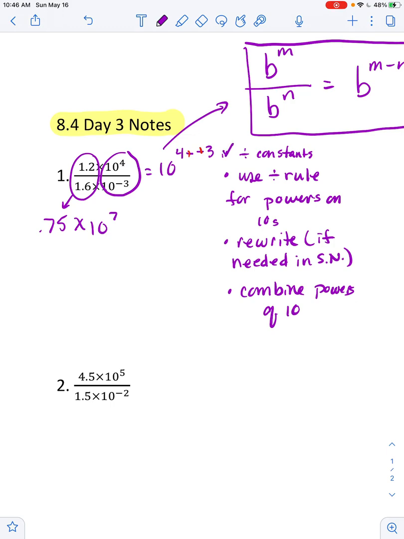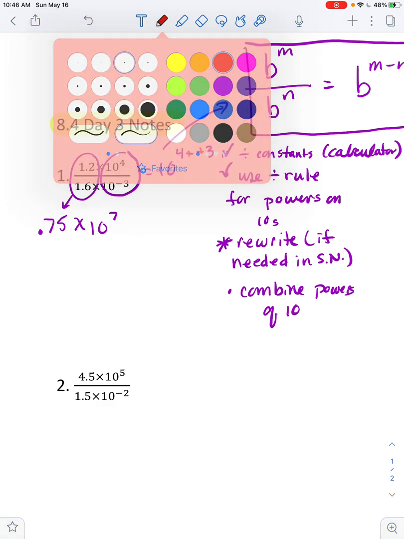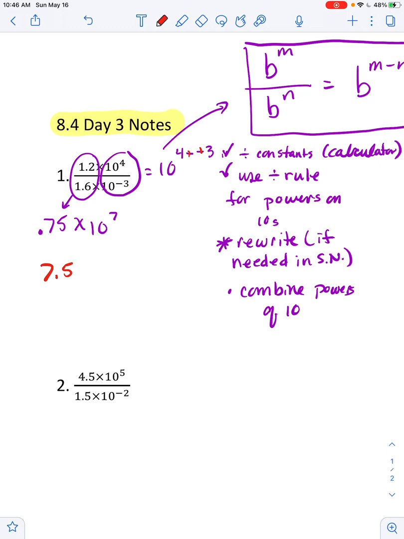So I used my division on the calculator. I used my division rule on the powers of 10. Now I do need to rewrite this one, because if you notice, there is not a digit to the left. So I'm going to replace my decimal in the right spot for scientific notation, but it really needs to be 1 to the left. So I'd have to call it times 10 to the negative 1, and then I still need to multiply that by 10 to the 7.